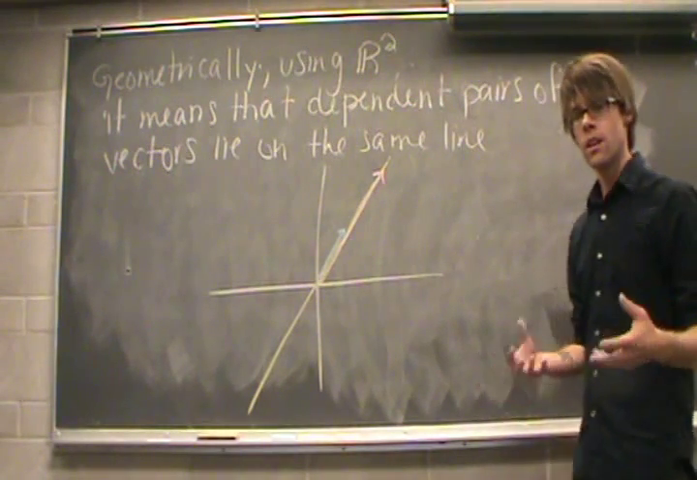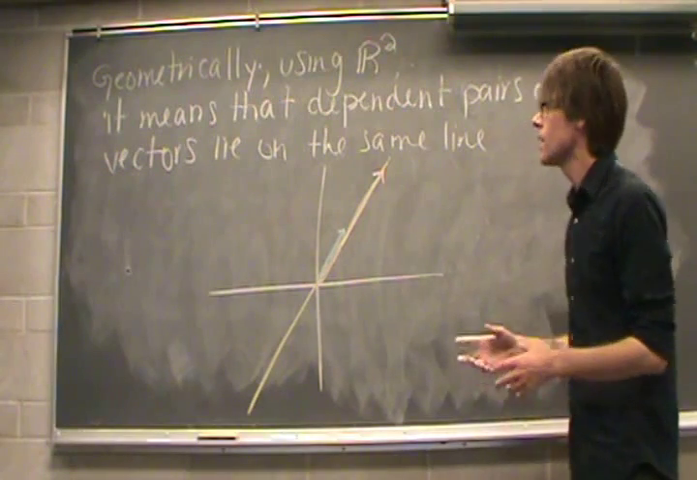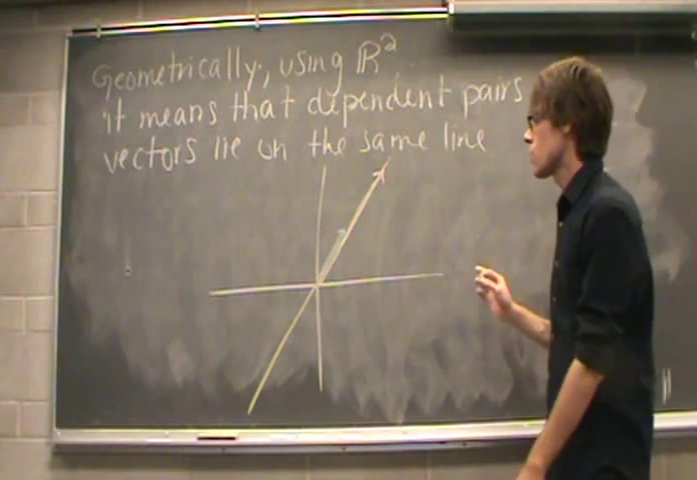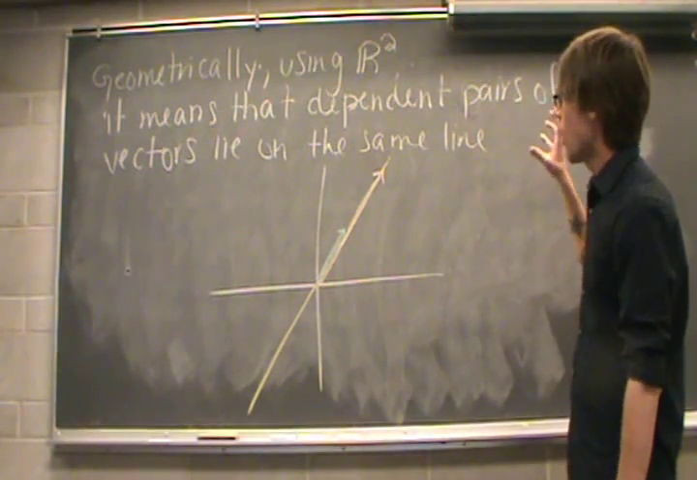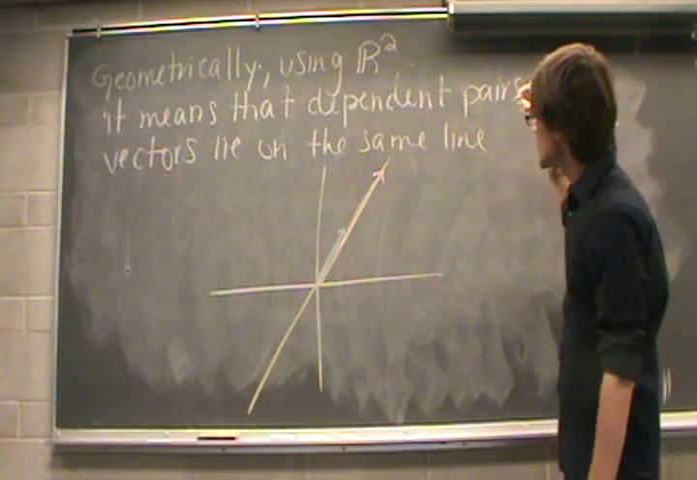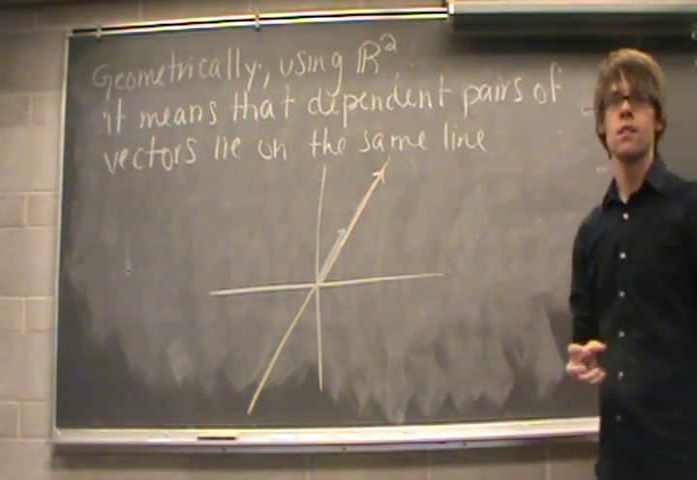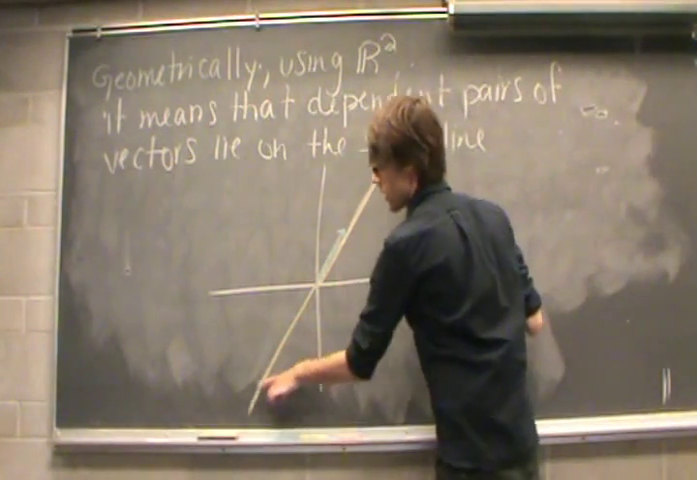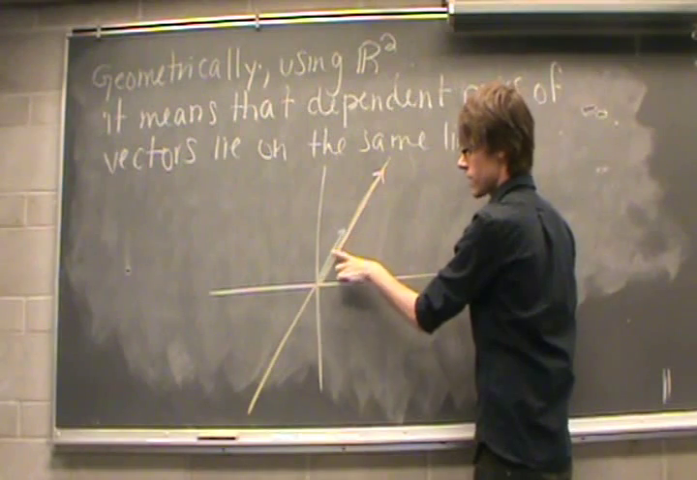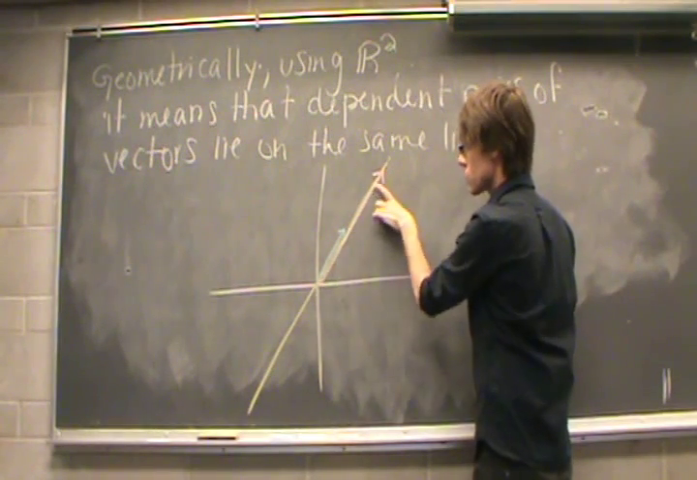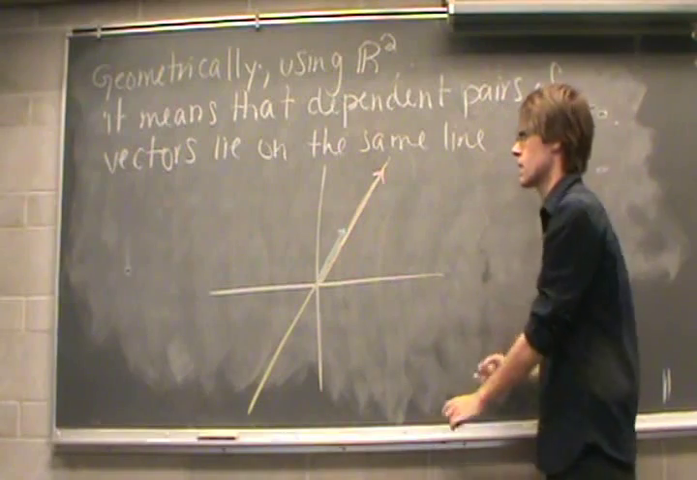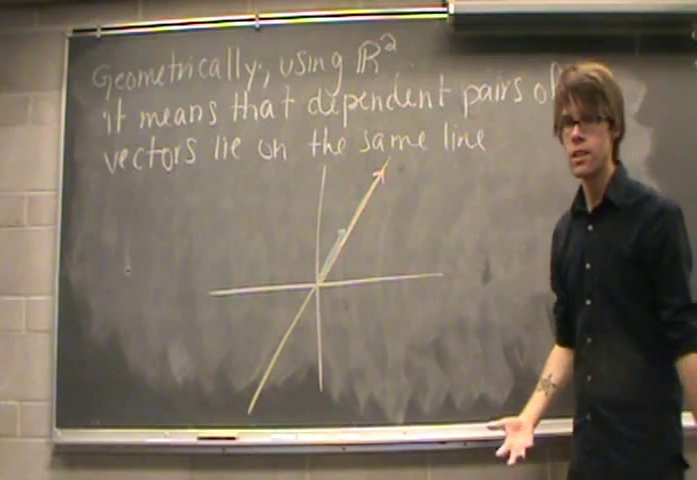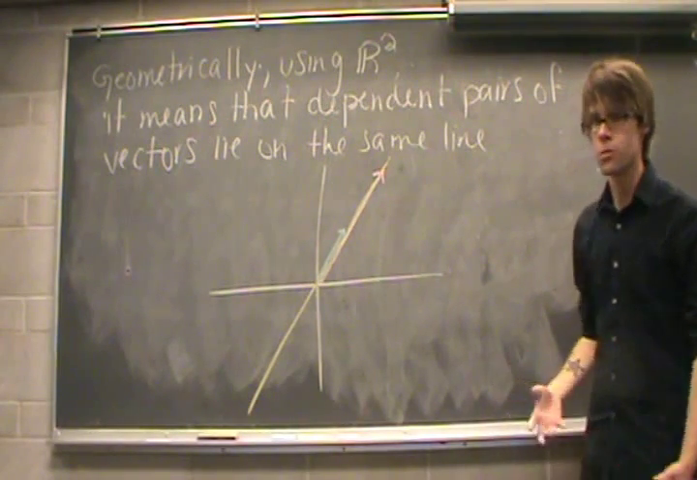Just to give you an idea of what Theorem 2 means geometrically, I'm going to keep it easy. I'm going to use the real vector space R2. Theorem 2 says that every single dependent pair of vectors has to lie on the same line that passes through the origin. For example, I've drawn a line here in yellow. I have a vector in blue that lies on that line, as well as a vector in red that lies on that line. Because these two vectors lie on the same line, they must be linearly dependent. That's what Theorem 2 is telling us.